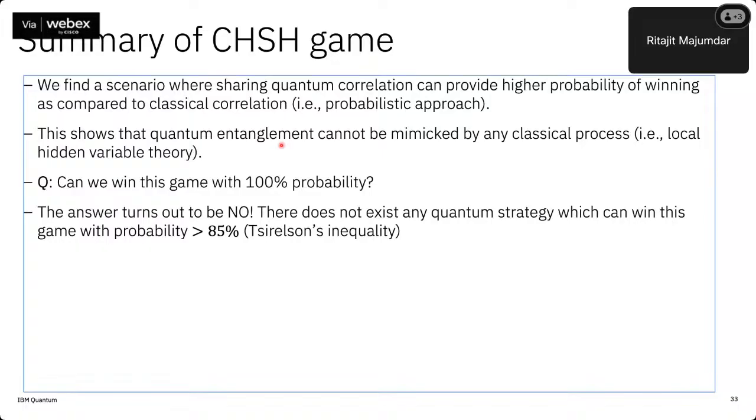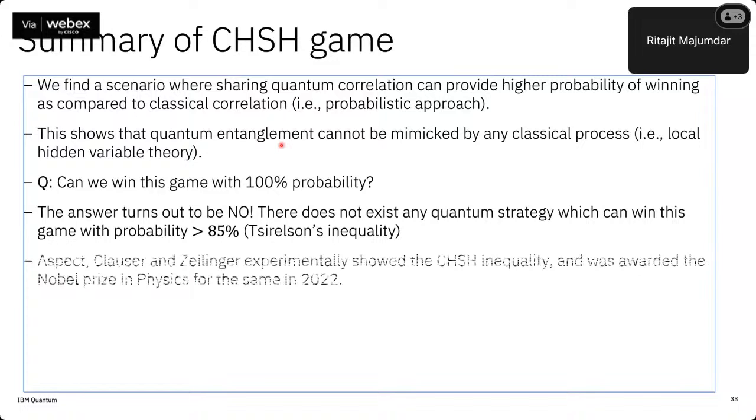There is something called Tsirelson's inequality, or Tsirelson's bound, that shows that irrespective of any strategy that you take, you cannot win this game with greater than 85% probability using a quantum system. There is something very interesting called a PR box, that is beyond quantum. If you can share something like a PR box, you can win this game with probability 100%, but a PR box is not compatible with the theory of relativity. It violates the theory of relativity. So as long as your quantum strategy respects relativity, you cannot win this with probability greater than 85%. And this particular experiment on CHSH inequality was awarded the Nobel Prize in 2022.